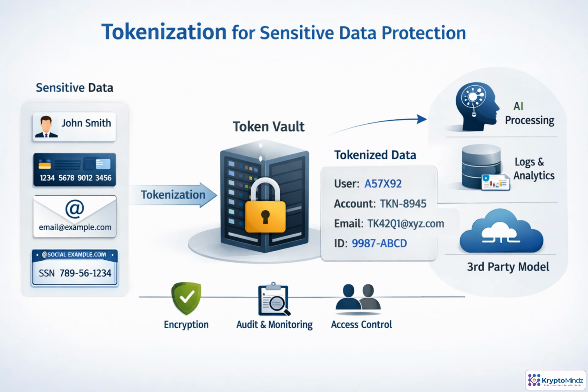Tokenization gives teams a practical way to keep sensitive values out of AI workflows. Before data reaches prompts, logs, analytics, or a model provider, names, account numbers, emails, and identifiers are replaced with safe substitutes. The mapping stays in a protected token vault, not in the AI system. Authorized services can re-identify data when a business process requires it. Treat that vault as critical infrastructure with strong access control, encryption, audit logging, and separation of duties.